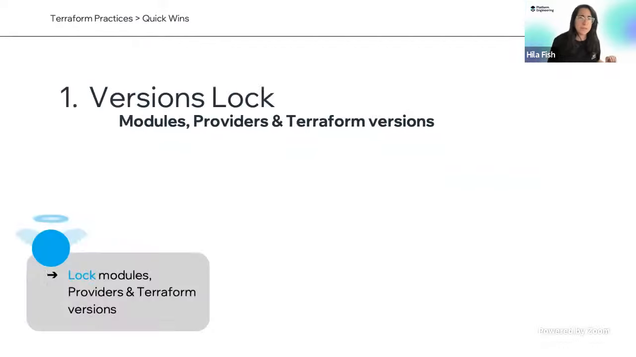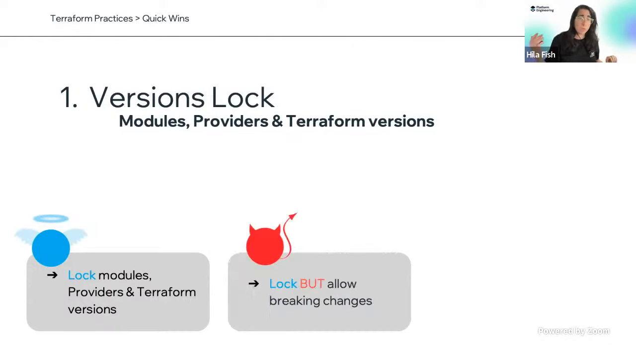So in regards to version lock, we should always lock modules, providers, and Terraform versions. The bad thing is to lock in a way that will still allow breaking changes to go through, because if we lock to a minor version as opposed to a major version, then maybe breaking changes will still go through.